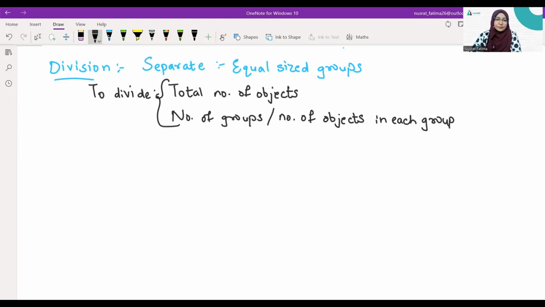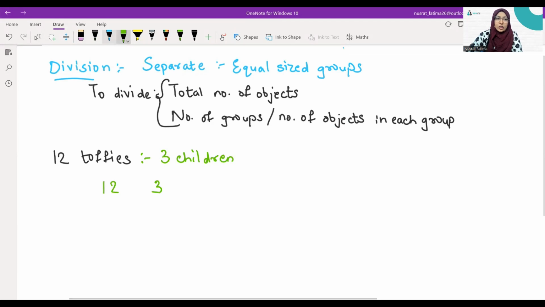Let's see an example. Suppose I have 12 toffees. Okay, I have a few toffees, and I need to divide these toffees among 3 children. And I should make sure that each child is getting a fair share. It should be equally distributed among 3 children. So this is where we are going to divide. Division allows you to make equal groups. So I have 12 toffees and I have to divide them among 3 children.